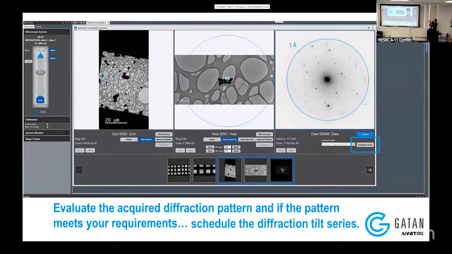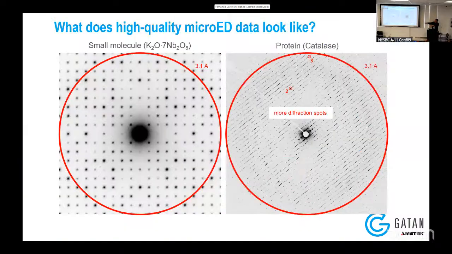Something else I've learned today, if I look at these particles, these look like great particles to me. Material scientists see these kinds of things and are like, cool, I'm sure that'll be very good. Maybe even that looks a little too thick. But in this case, MicroED is a totally different world from material science. So that's the data acquisition part.